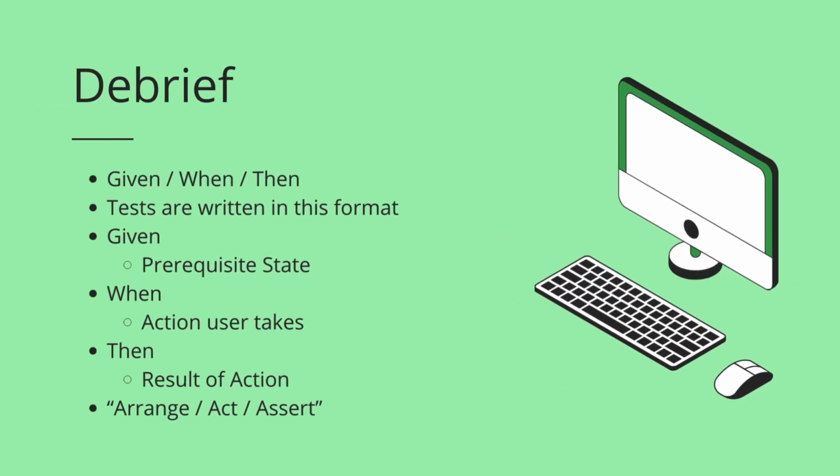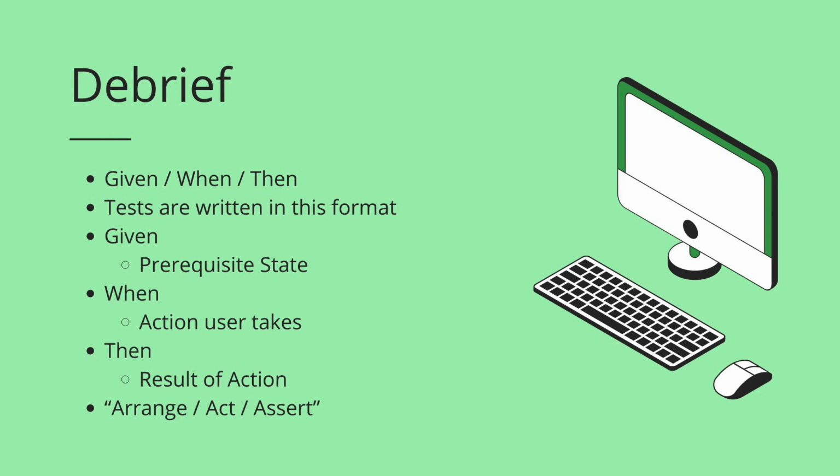These tests are written in given, when, then format. Given is the prerequisite state, when is the action that the user takes, and then is the result of the action. Sometimes you'll hear it called arrange, act, assert, but Cucumber specifically uses the terminology given, when, then.